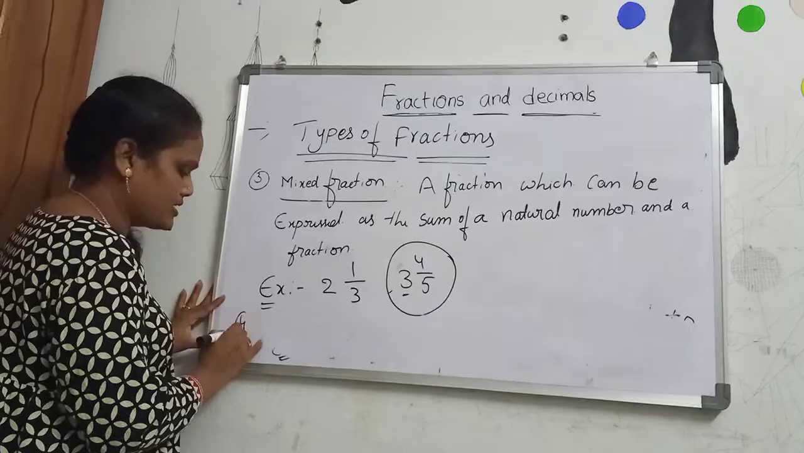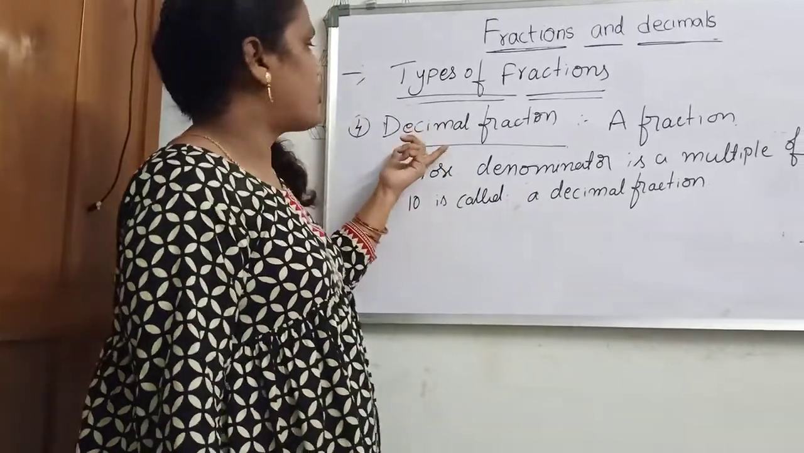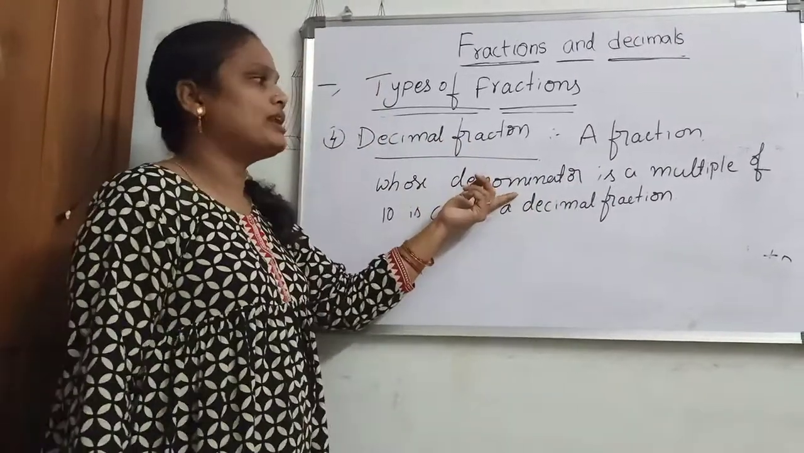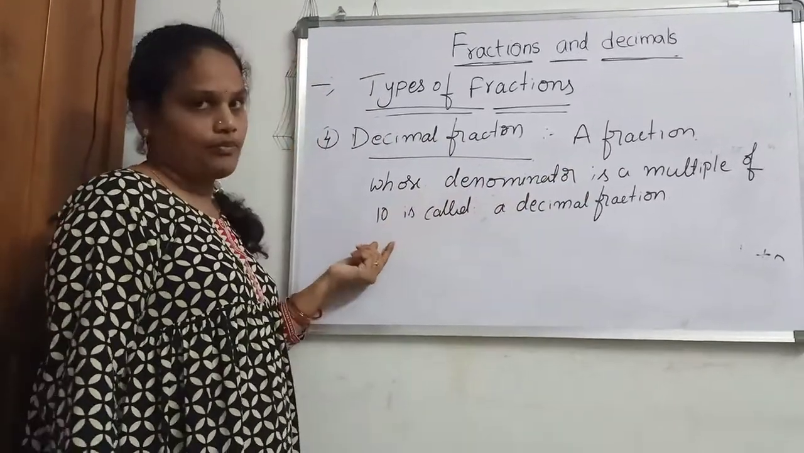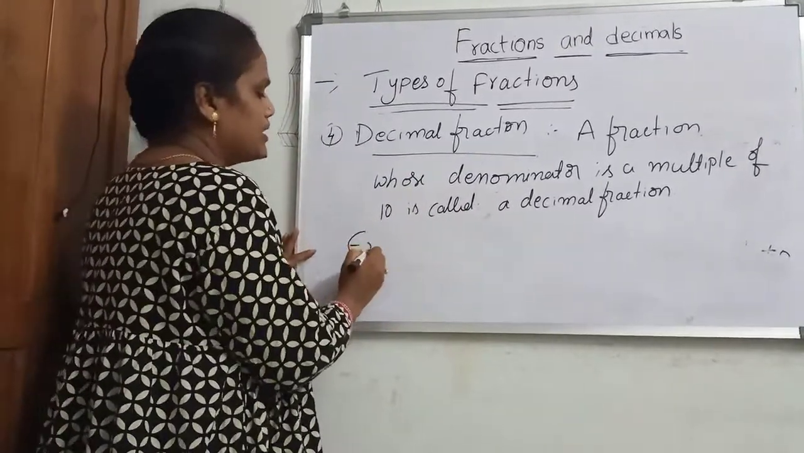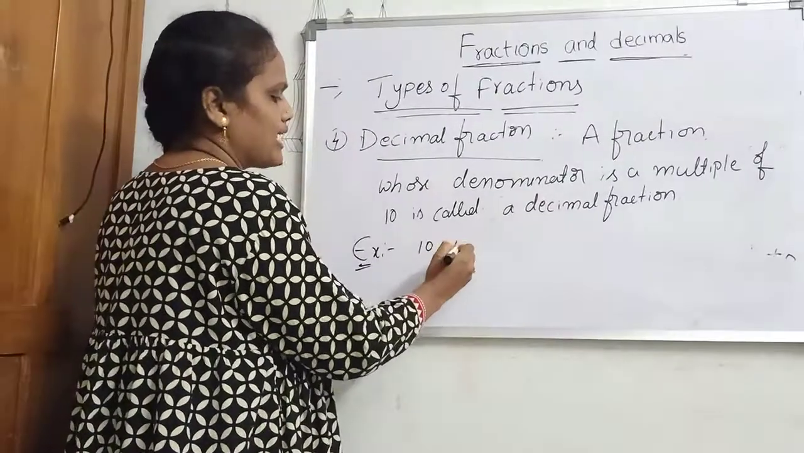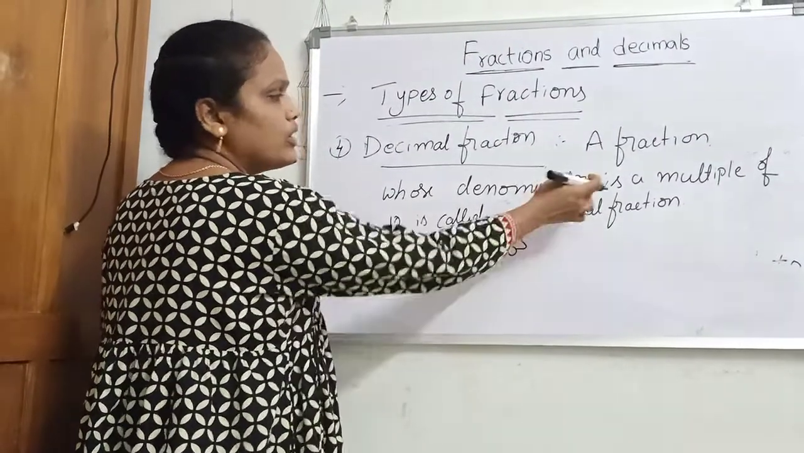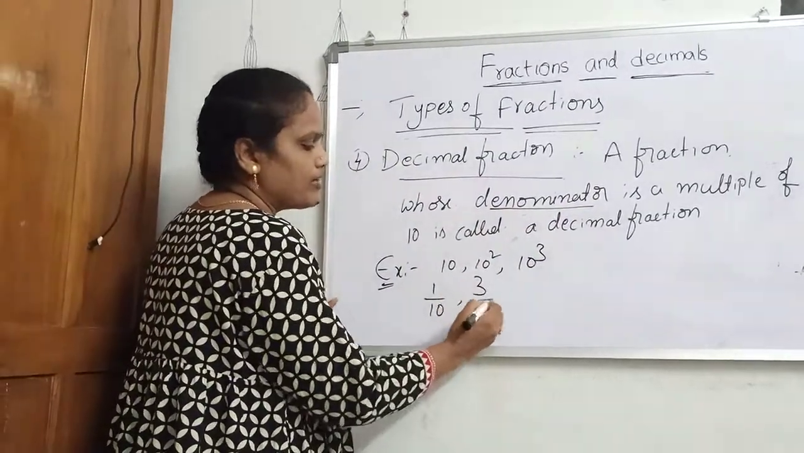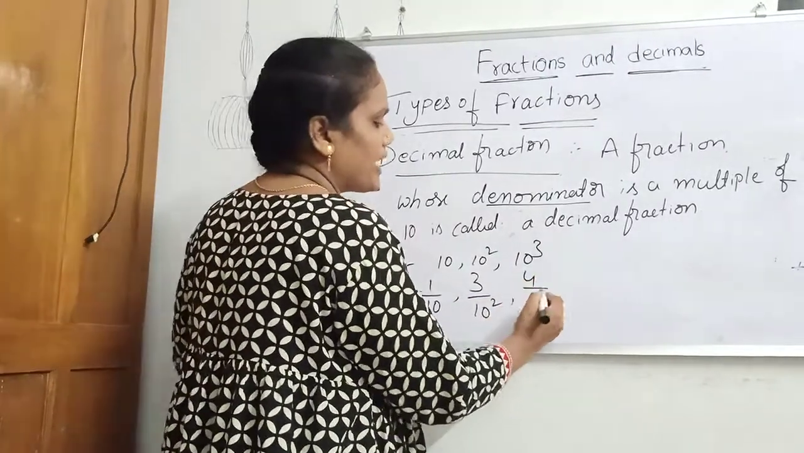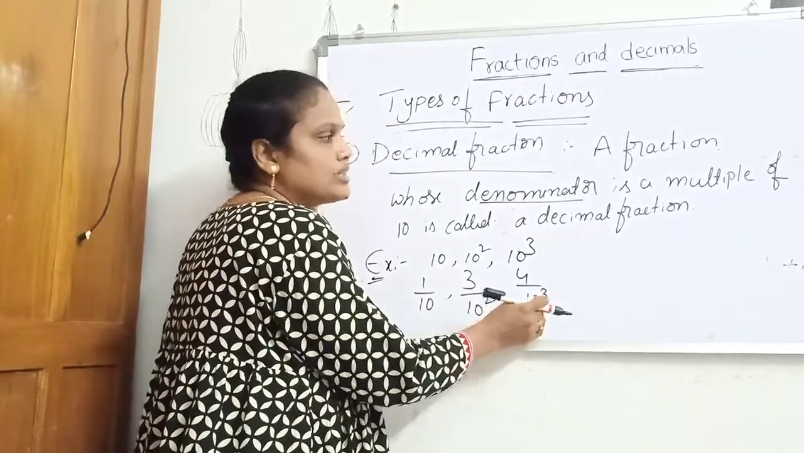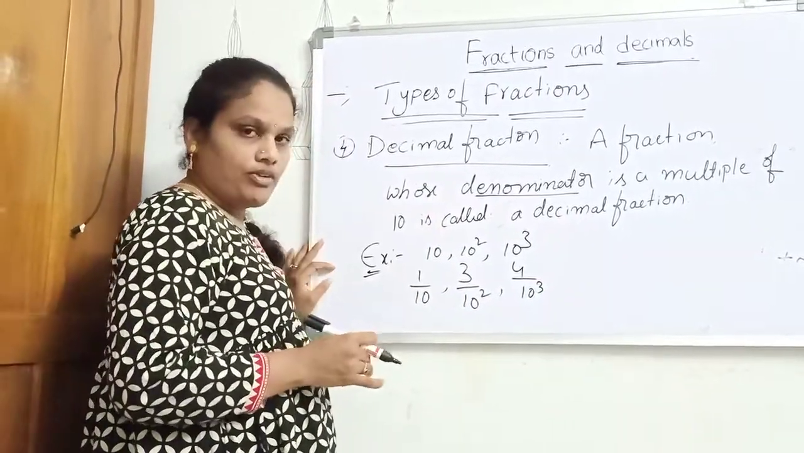And the fourth one is the decimal fraction. A fraction whose denominator is a multiple of 10 is called a decimal fraction. Multiple of 10 means 10, 10 square, 10 cube. These should be in the denominator: 1 by 10, 3 by 10 square, 4 by 10 cube. Fractions like this, with multiples of 10 in the denominator, are called decimal fractions.